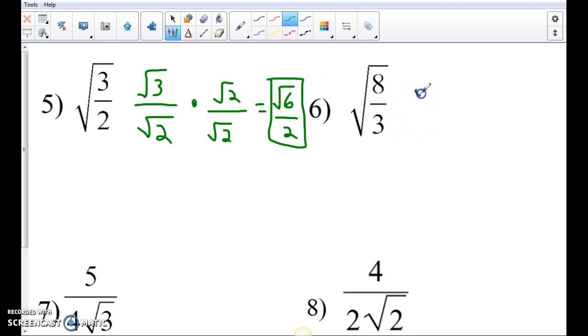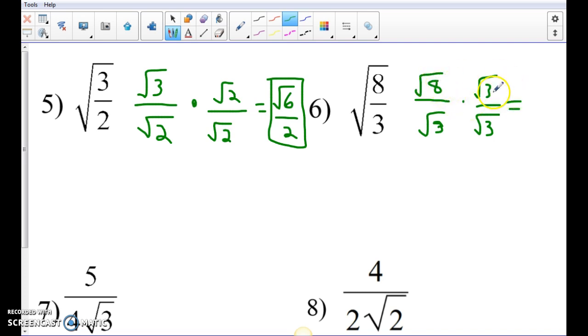We're going to break apart radical 8 on top divided by radical 3 on the bottom. And again, I want to get rid of that radical 3 on the bottom, so we're going to multiply it by itself. Again, that's called rationalizing the denominator. So I multiply by radical 3 on the bottom, I multiply by radical 3 on the top, and we're going to go straight across.